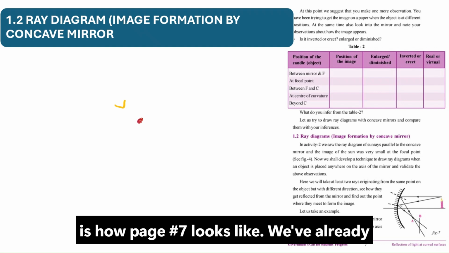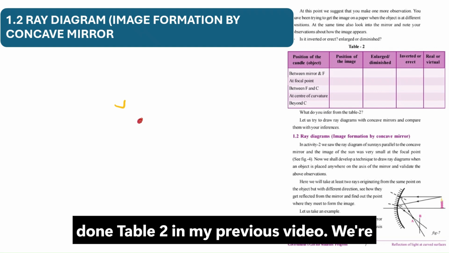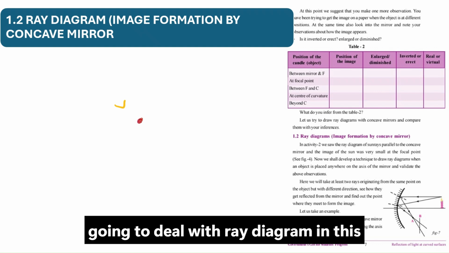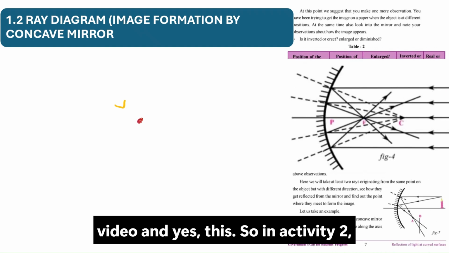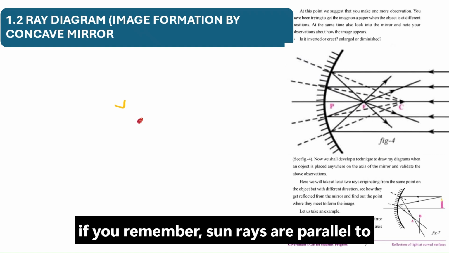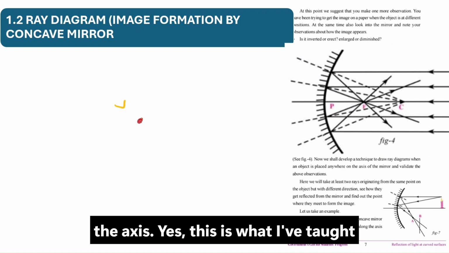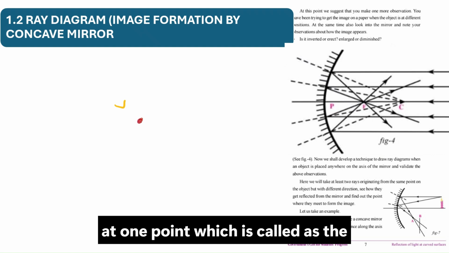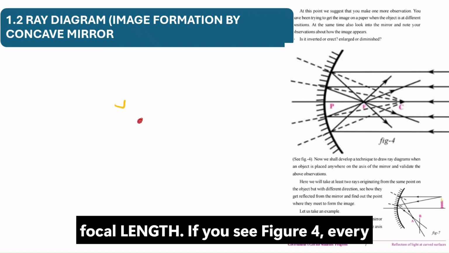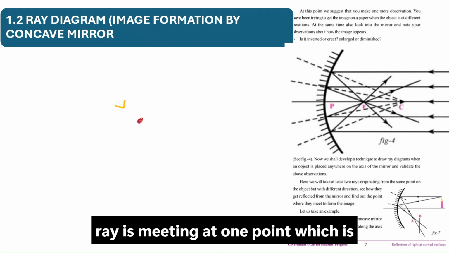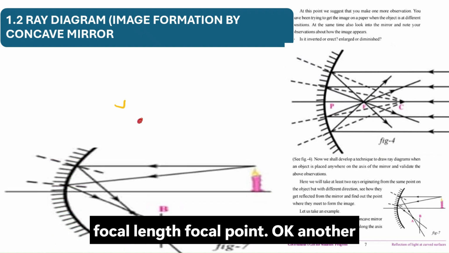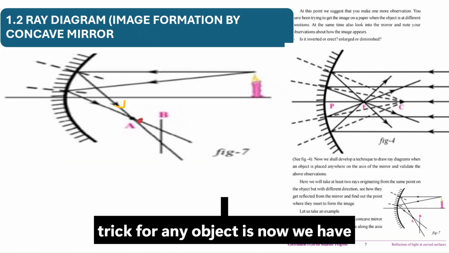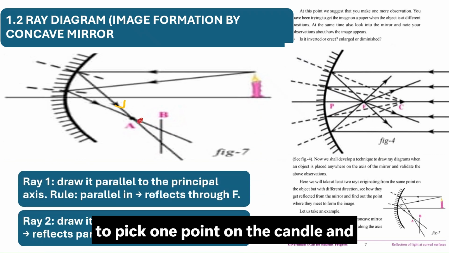We've already done table 2 in my previous video. We're going to deal with ray diagram in this video. In activity 2, if you remember, sun rays are parallel to the axis. Yes, this is what I've taught, and the concave mirror makes them meet at one point, which is called the focal point. If you see figure 4, every ray is meeting at one point, which is the focal point.